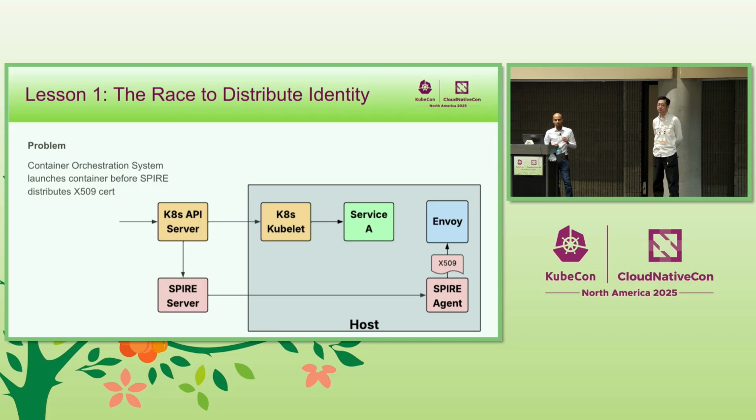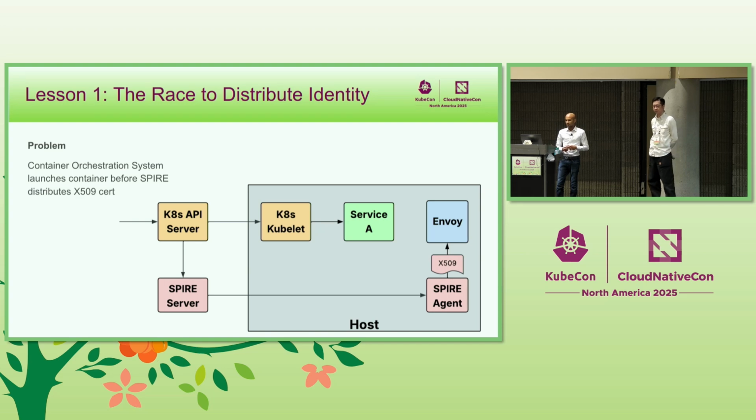So when a service is being launched through Kubernetes, what happens is Kubernetes works towards launching the service container on the data plane. In parallel, we use SPIRE for distributing certificates. SPIRE is trying to issue the certificate and distribute it to the data plane. What we observed is that Kubernetes always wins. Kubernetes always launches a container way faster than SPIRE distributing the certificate. And this is not great because the service starts making outbound calls and the certificate is not there.